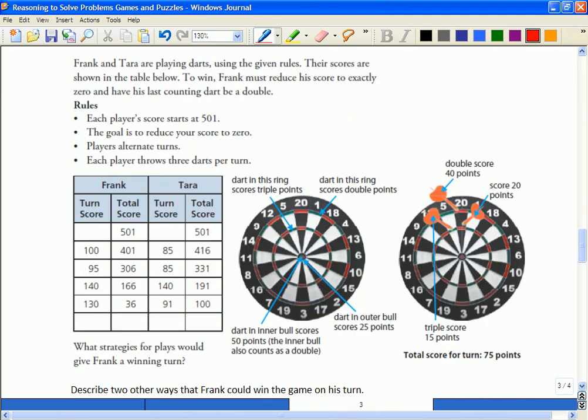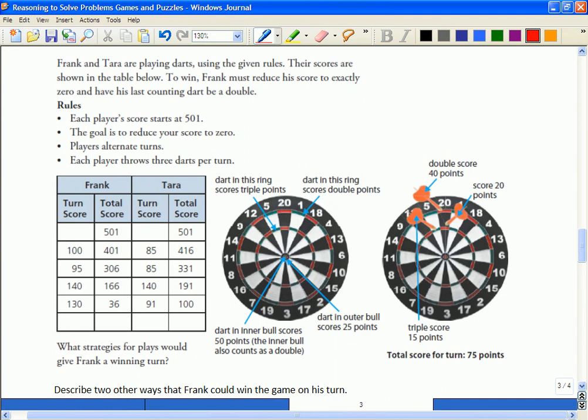Okay, has anybody played darts before? Yes. I don't know if you know the game they're playing, where the score starts at 501 and you keep reducing it. This is showing you how you get your points, doubles and whatnot, bullseyes and things. Right now you're dealing with Frank, who has the turn, and he has 36 as his score. He has to reduce his points by 36, while Tara has to reduce hers by 100.